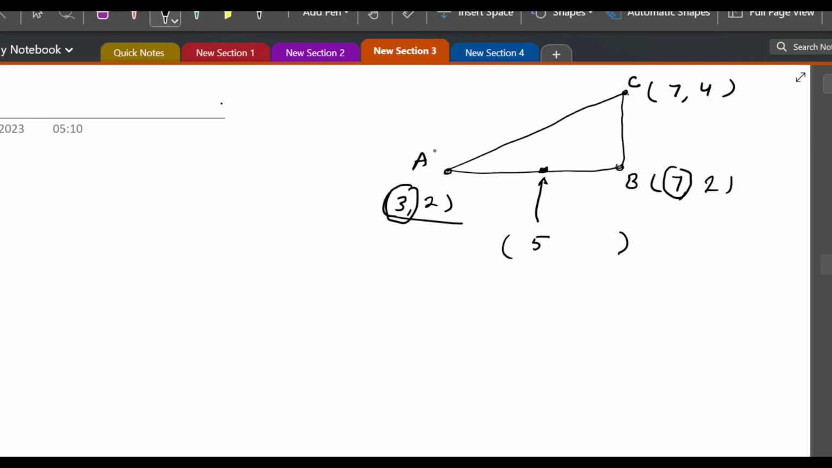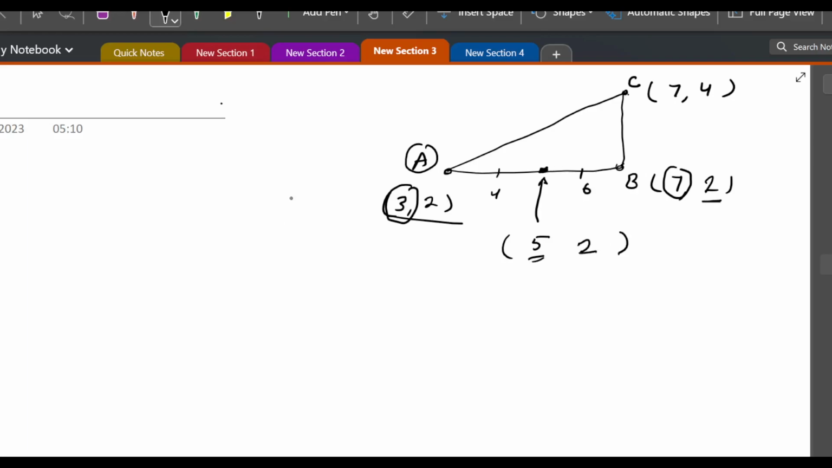Again see, for point A the x coordinate is 3. For point B the x coordinate is 7. It's a straight line, so the midpoint will lie somewhere in between. Now if this is 3, this is going to be 4, this is 5, this is 6, and this is 7. So for the x coordinate of the midpoint, I'm not looking for the formula, I'm just visually checking what the midpoint will be. So my x coordinate is going to be 5, and my y coordinate is going to be 2 only.